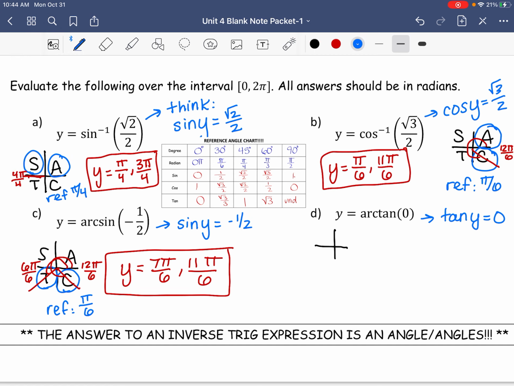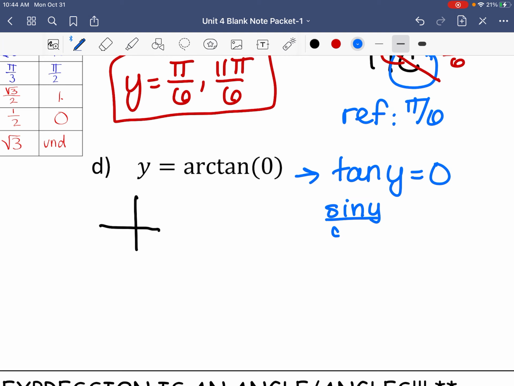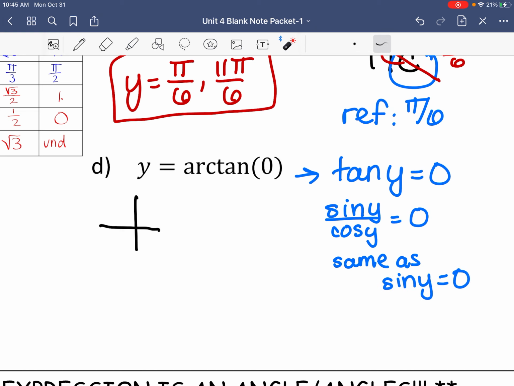And what you have to think of for tangent, since we know that tangent is sine over cosine, whenever a problem says the tangent of y equals 0, it's the same as saying the sine of y equals 0. The reason that I can just get rid of the denominator is because if I have a fraction equals 0, it's like I'm multiplying both sides by your denominator. And so if sine of y equals 0, it's not in a quadrant.